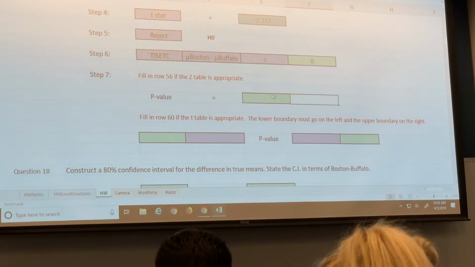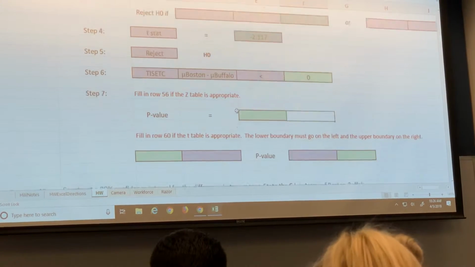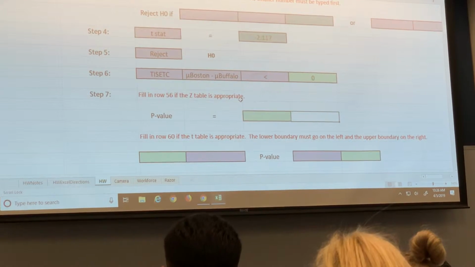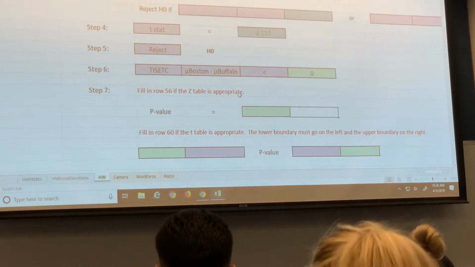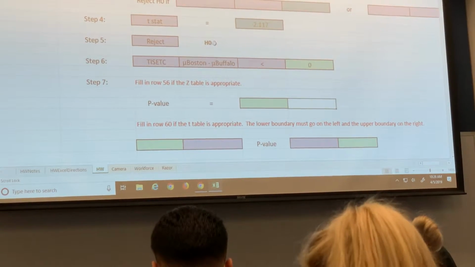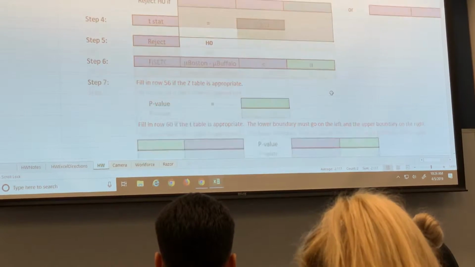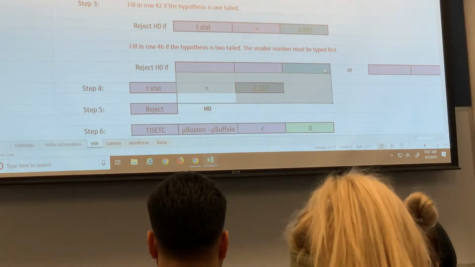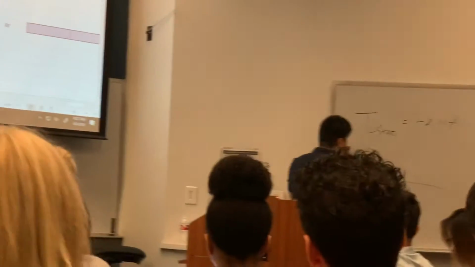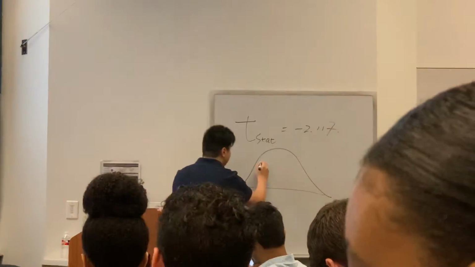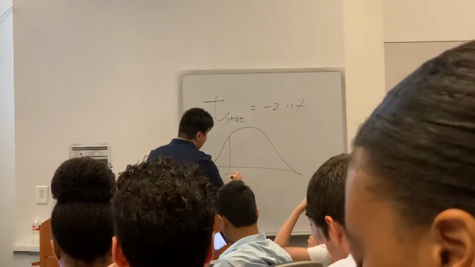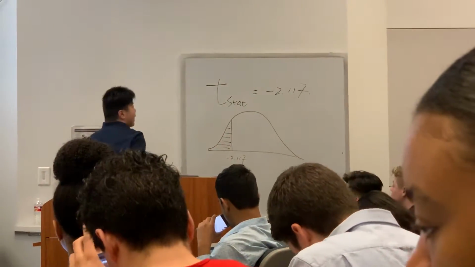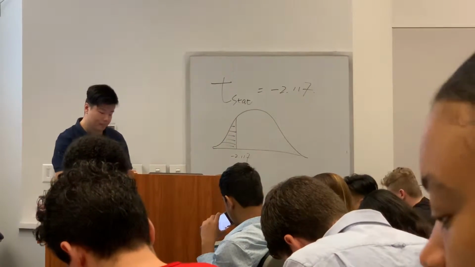What is my p-value? The p-value is the probability starting from your test statistic all the way to the direction of your tail. This is my test statistic. And what is the direction of the tail? I have a lower tail test. So I am looking for the probability from negative 2.117 all the way to the left.